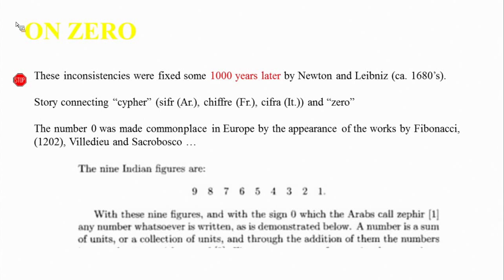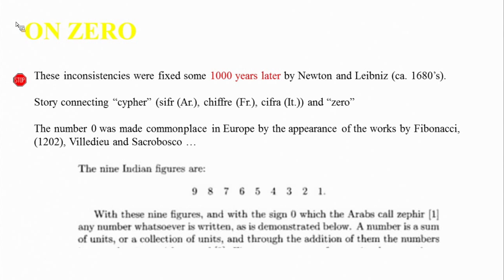People grabbed parts of it, right? And they extracted them from the Latin to write a paper on. But an actual translation did not exist till this translation by Sigler, which he made in 2002, just in time to celebrate the 800th anniversary of the publication of the work by Fibonacci. Look at the numerals. 9876, all written backwards, because he's probably reading them from a Persian manuscript, right? He's not even writing them the other way around. He's writing them the way he reads them. With these 9 figures and with the sign, look, the symbol 0, which the Arabs call zephyr, any number whatsoever is written. And we will show this below.